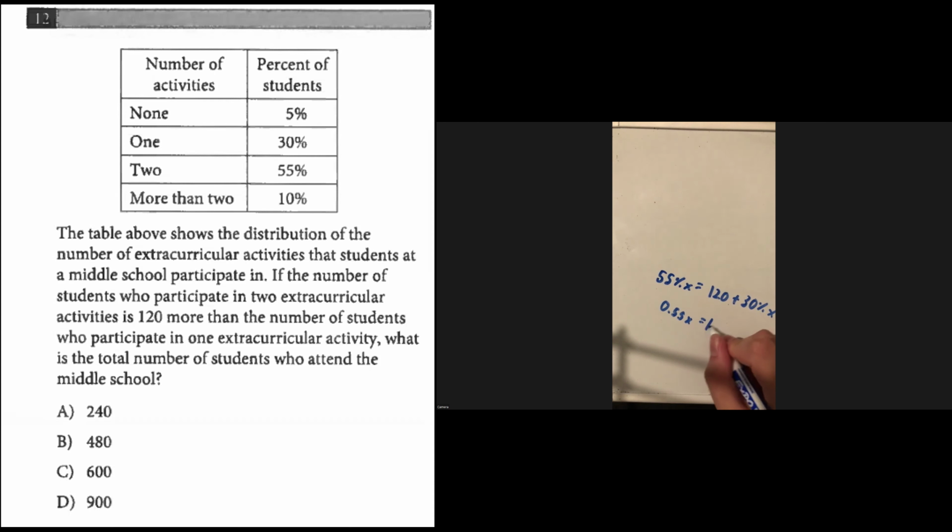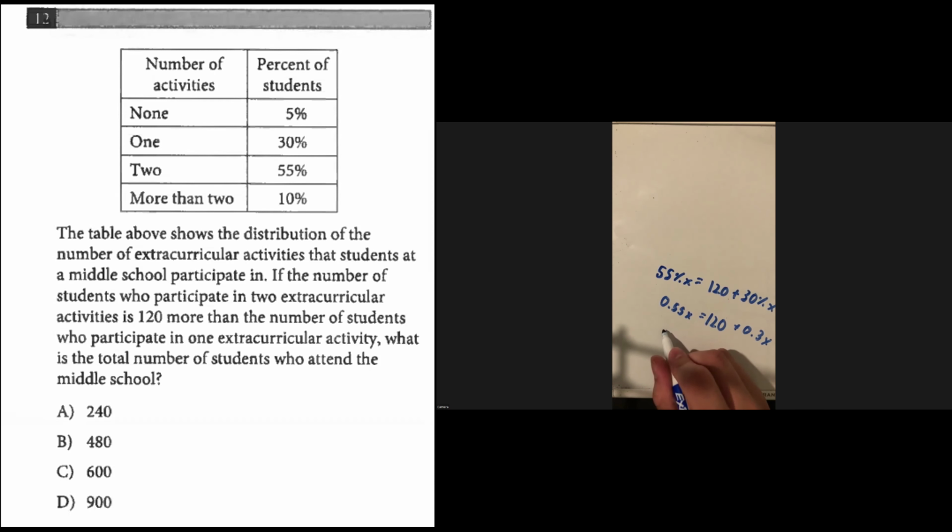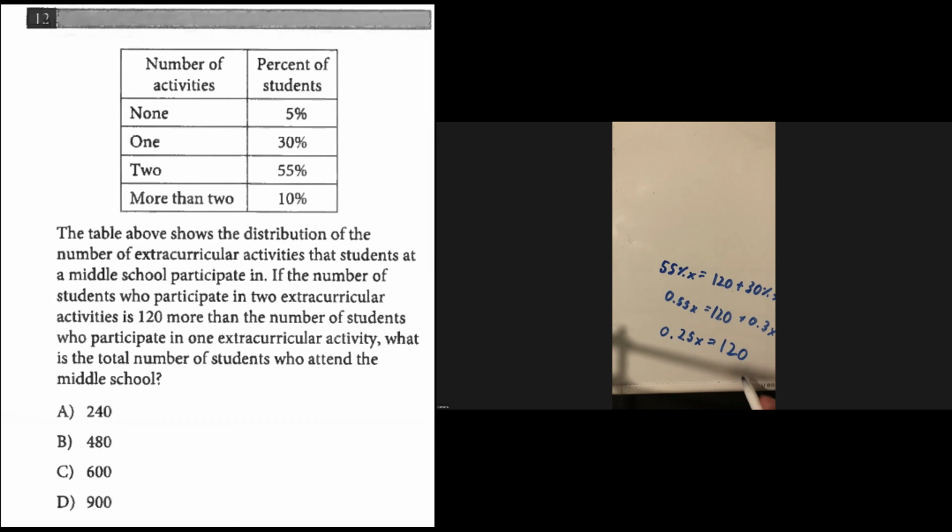0.55x equals 120 students plus 0.3x, because 30% is 0.3. Subtract 0.3x from both sides, and you get 0.25x equals 120. Divide 120 by 0.25, which is basically the same thing as multiplying by 4, which would just be 480 equals X. So the correct answer is B, 480.